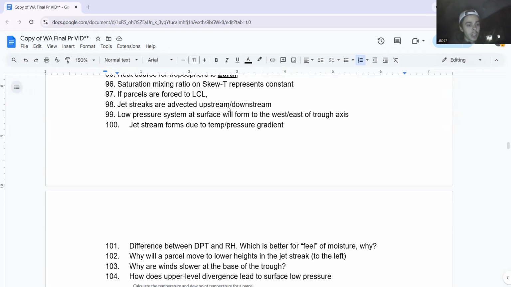Saturation mixing ratio on a Skew-T represents constant what? Water vapor capacity.